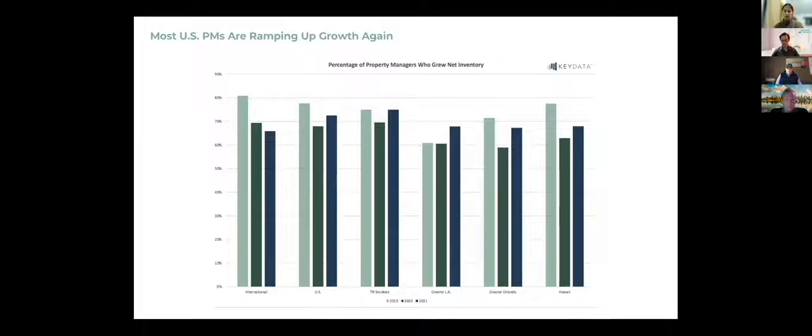They decelerated a little bit in the middle of COVID, but you can see in 2021, the pace of growth picked back up, and it's pretty universal. So if you're in the third or fourth that aren't growing in your market, your competitors around you are.